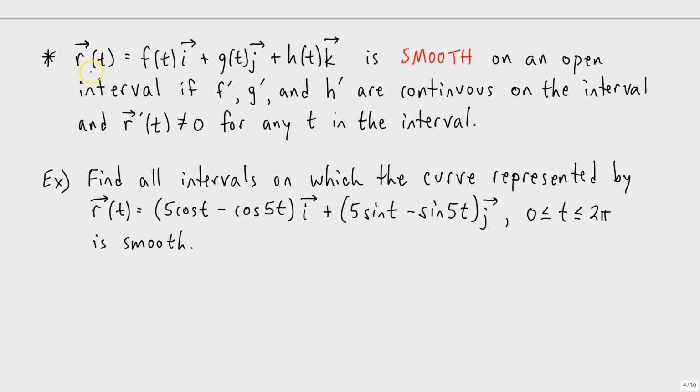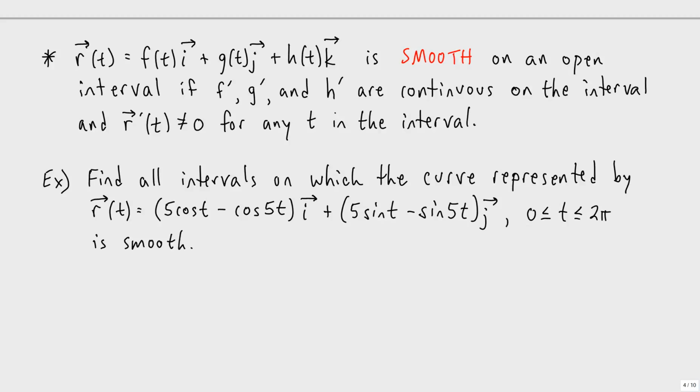All right, so a given vector-valued function r is considered smooth on an open interval if the derivative of the first component function, derivative of the second component function, and the derivative of the third component function are continuous on that interval, and the derivative never equals 0 for any t on that interval. So for a vector-valued function to be smooth, we need the derivatives of the component functions to all be continuous on the interval, and the derivative of the vector-valued function to never be 0 for any t in that interval.